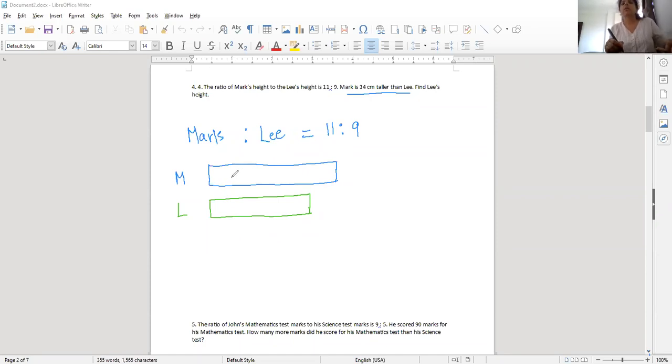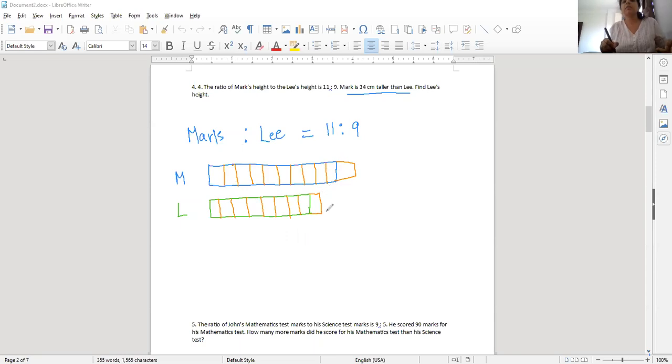Yeah. Okay. Now Mark is 11 units. So I divide this into 11 units. Let me change the color. I divide this into 11 units. 1, 2, 3, 4, 5, 6, 7, 8, 9. Actually, I need to extend this 11. And these are 9 units. 1, 2, 3, 4, 5, 6, 7, and 1 more, 9. Okay, so Mark is 11 units and Lee is 9 units.